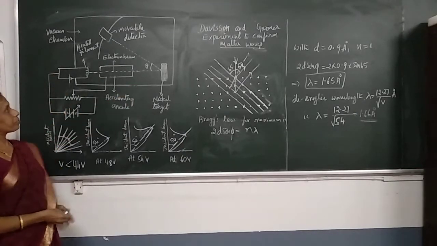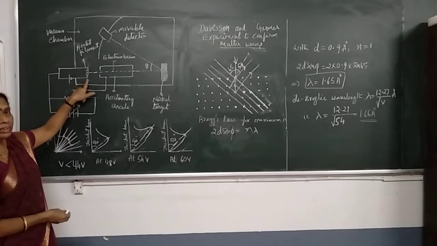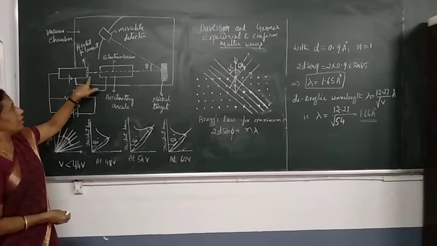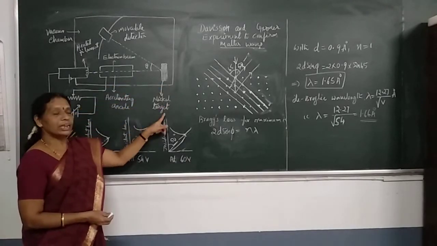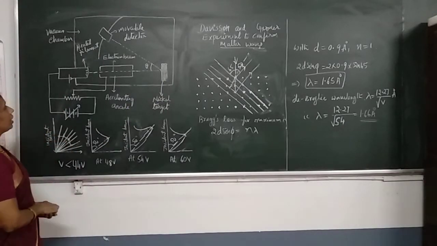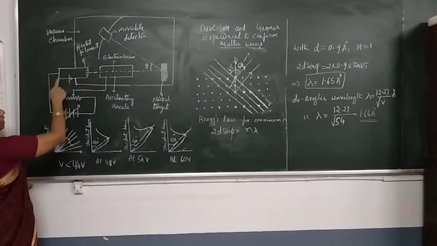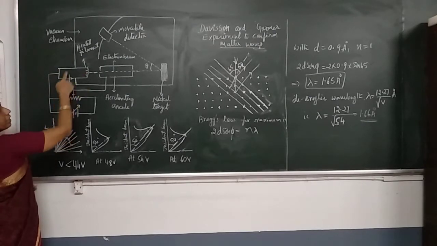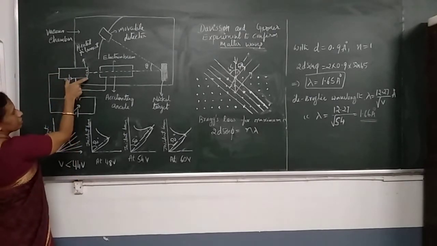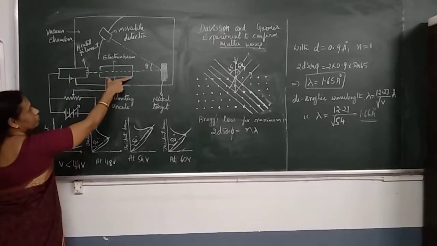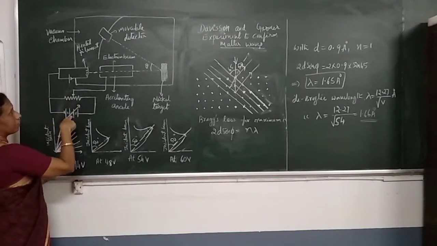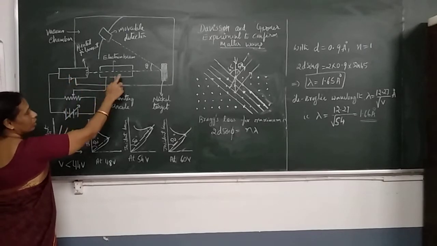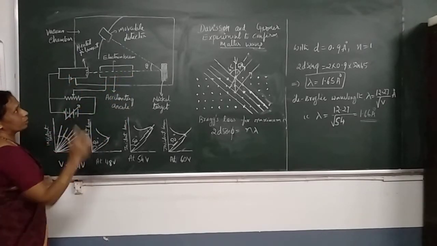the setup is like this. It consists of a heated filament, a metal plate as the anode, and a target, nothing but the nickel crystal, is the target here. This filament is electrically heated, and it acts like the cathode, maintaining negative potential. This metal plate maintains positive potential. A high voltage is applied between the cathode and the anode. So this one acts like the accelerating anode.